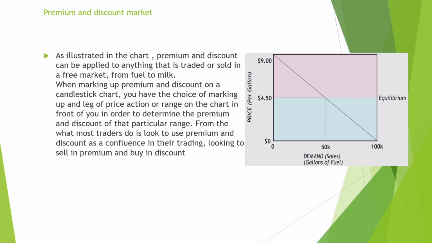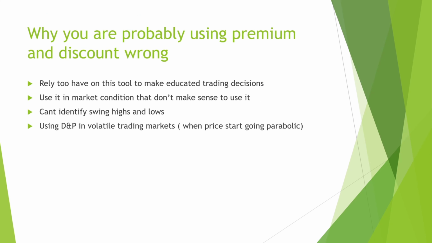When marking up premium and discount on a candlestick chart, you have the choice of marking up a leg of price action or range on the chart in front of you in order to determine the premium and discount of that particular range. What most traders do is use premium and discount as a confluence in their trading, looking to sell in premium and buy in discount.